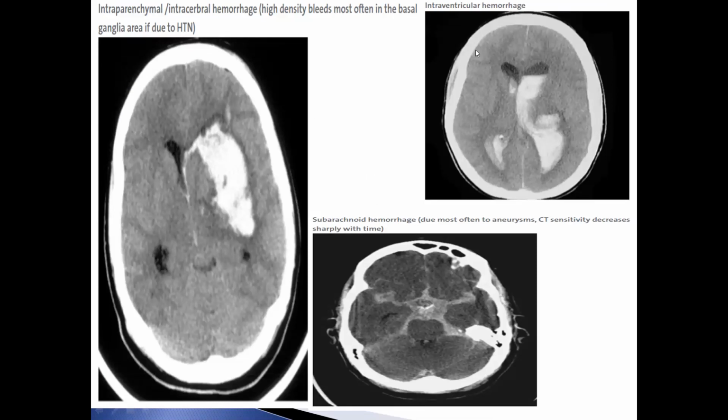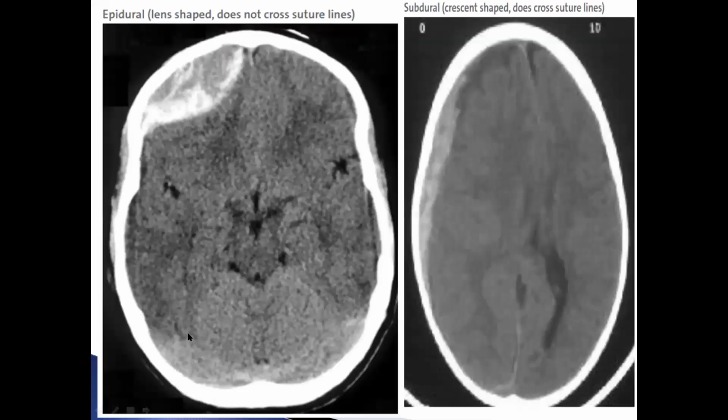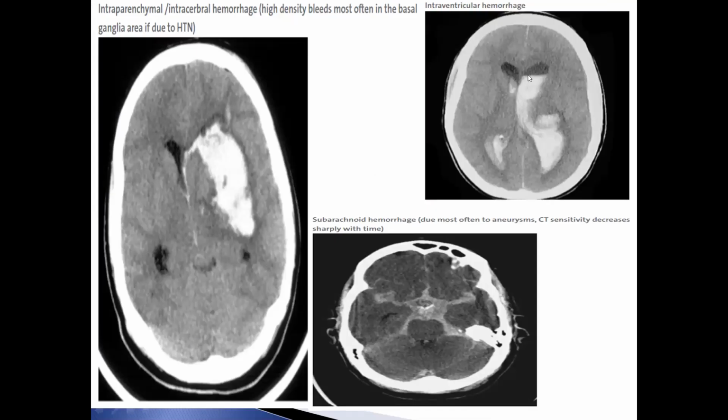Then intraventricular hemorrhage. Remember how our ventricles are supposed to look? It's supposed to look like this. If we look at it here, we're able to see the color has changed to bright white. So that's basically bleeding. Then subarachnoid hemorrhage. So this is the subarachnoid hemorrhage.